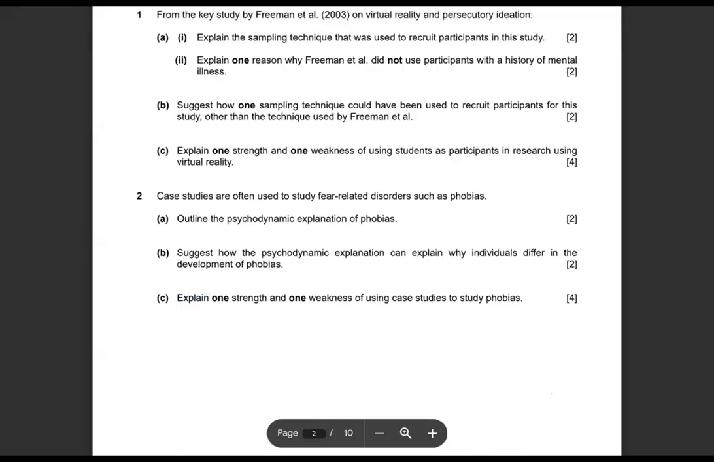So case studies are often used to study fear-related disorders such as phobias. So they're talking about the case study research method technique. Now, the question doesn't always have to be about research methodology in paper 4. It says application and research method. So you should be able to apply your knowledge of the content as well. As you can see, question 2A is not a research method question, but in fact, it's asking your knowledge about the content. Outline the psychodynamic explanation of phobias.